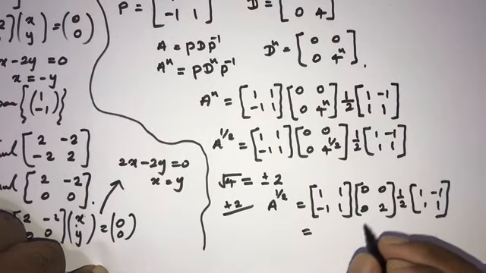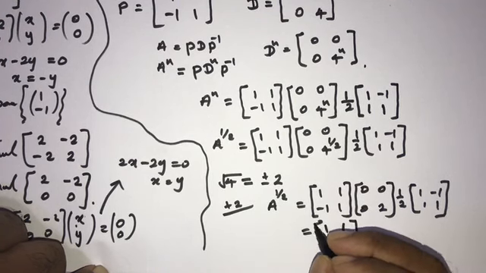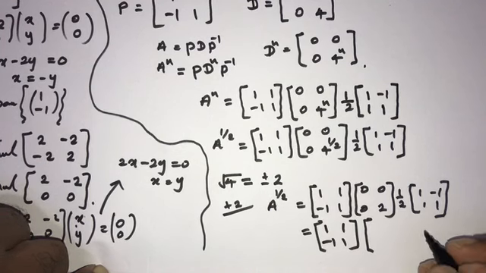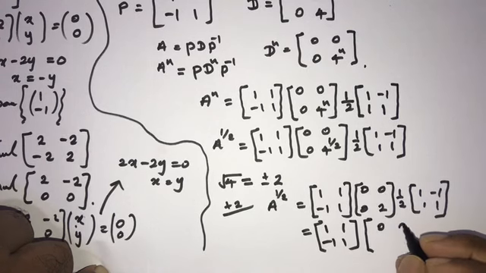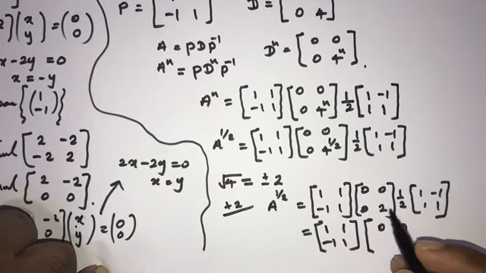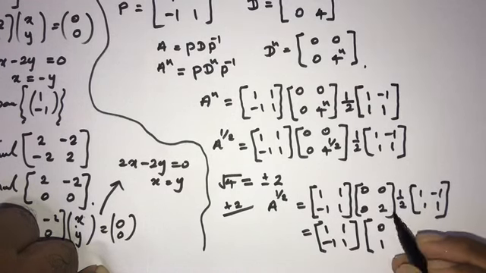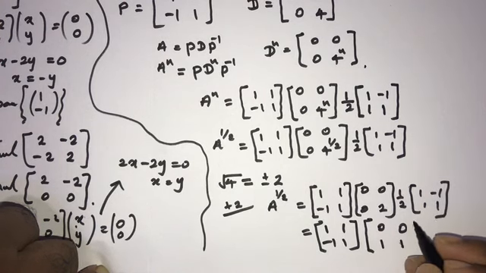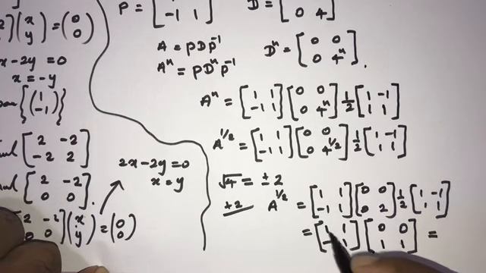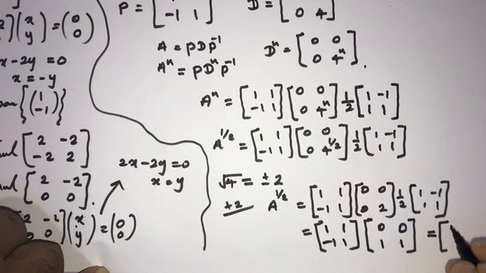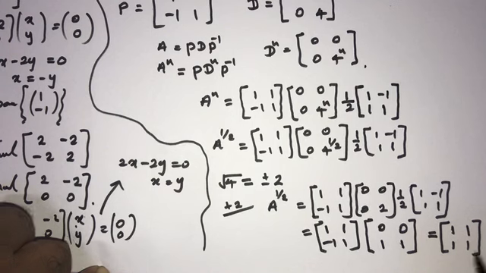Now we can simplify this. If we multiply, [1 1; minus 1 1] times [0 0; 0 2] gives [0 2; 0 2]. Then multiplying by 1 over 2 times [1 minus 1; 1 1], we get [1 1; 1 1]. This is one of the square roots.